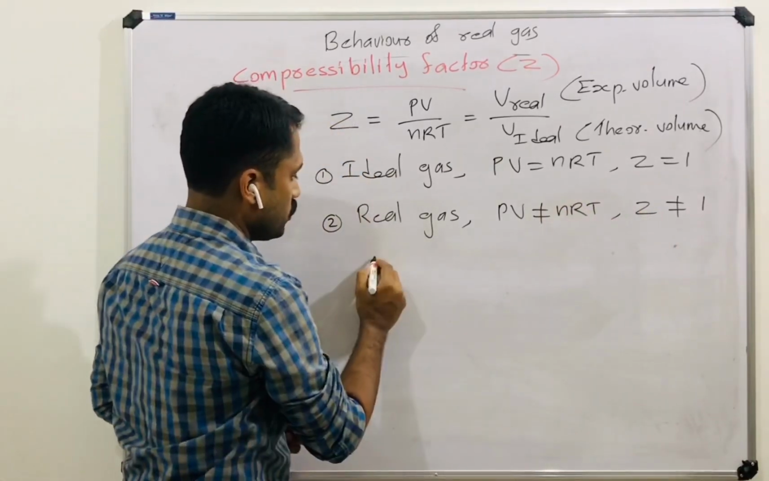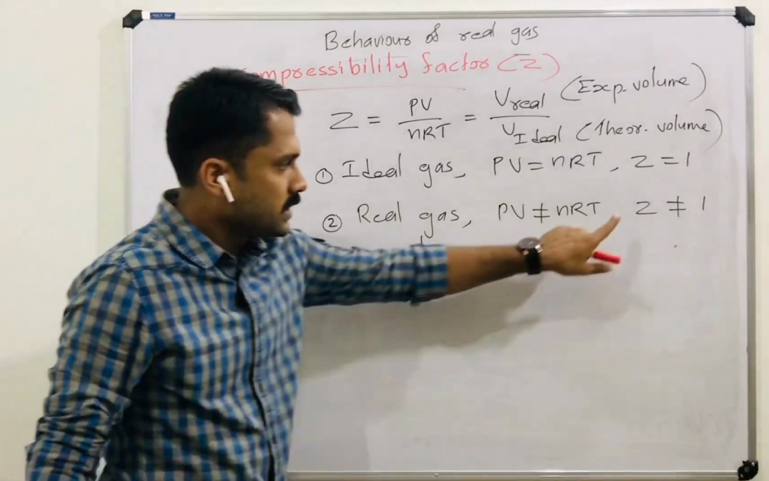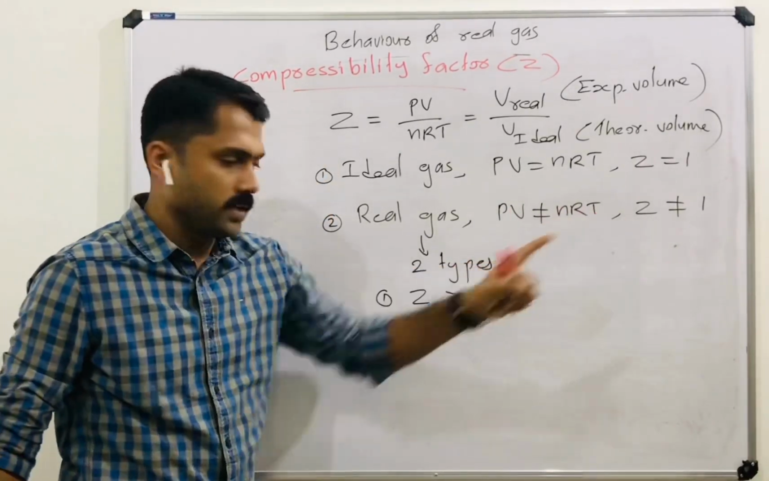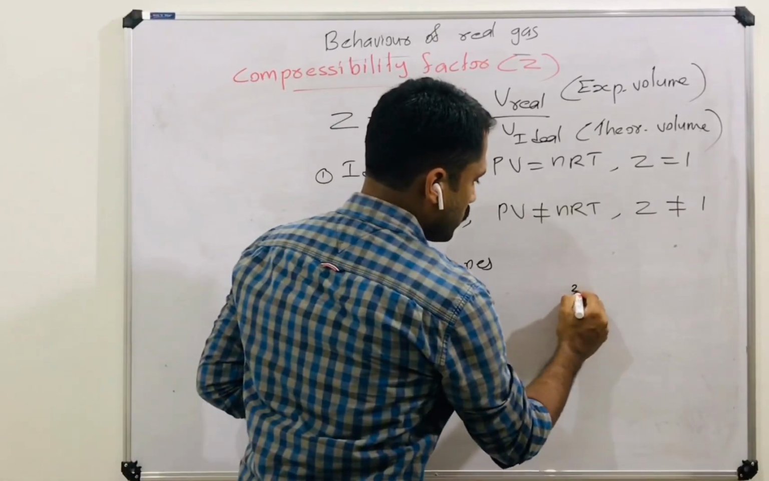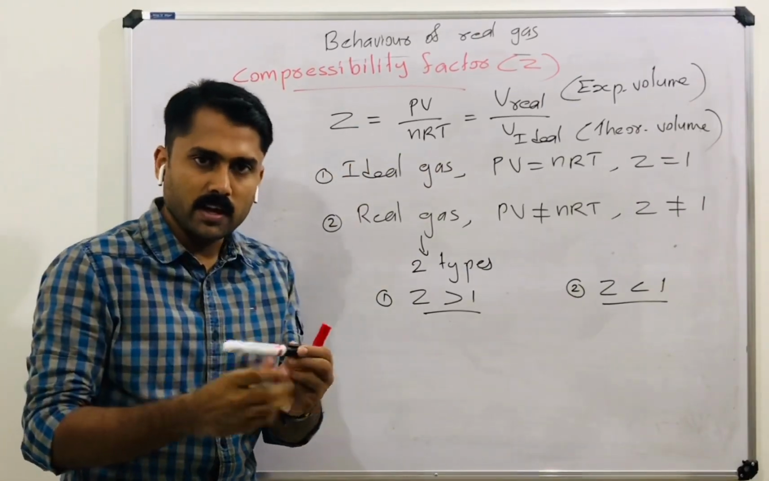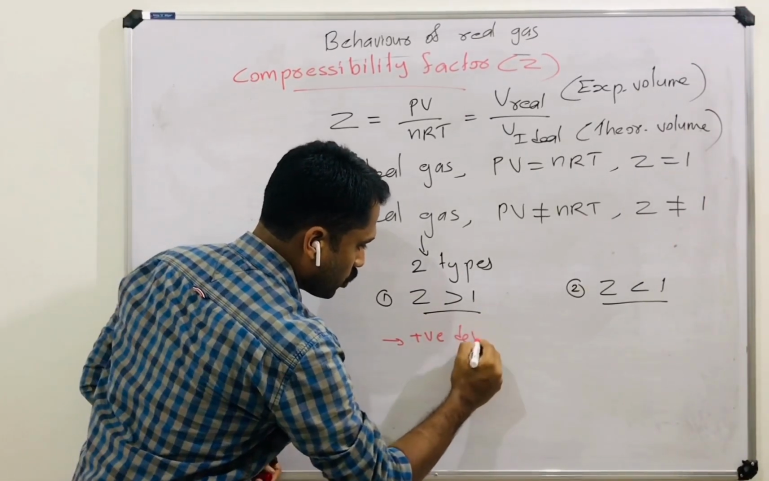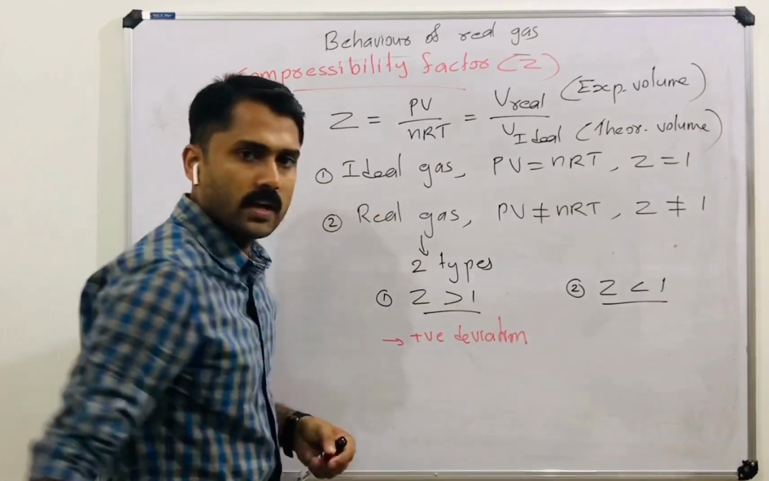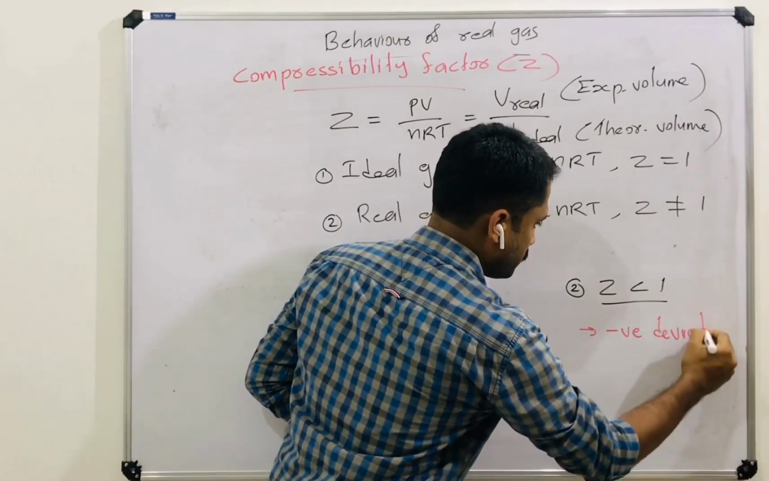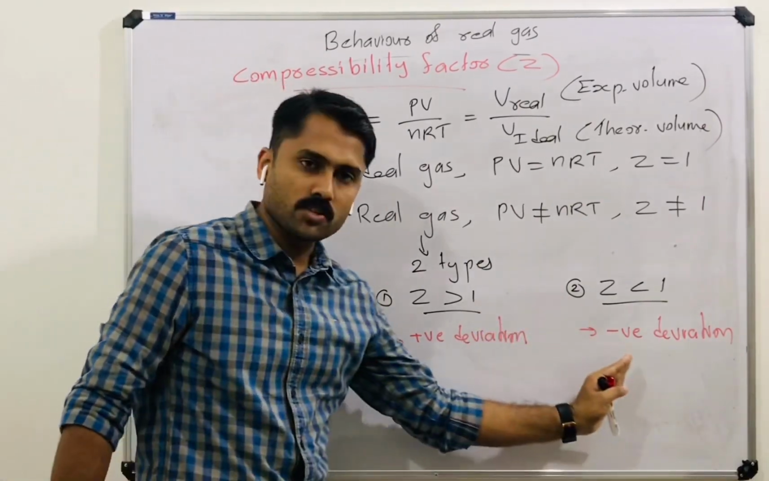Based on Z value, real gases are of two types. What will be the two types? Z not equal to 1 means Z can be greater than 1, or Z can be less than 1. So there are two types, Z greater than 1 and Z less than 1. If Z is greater than 1, the gas shows positive deviation. If Z is less than 1, the gas shows negative deviation.